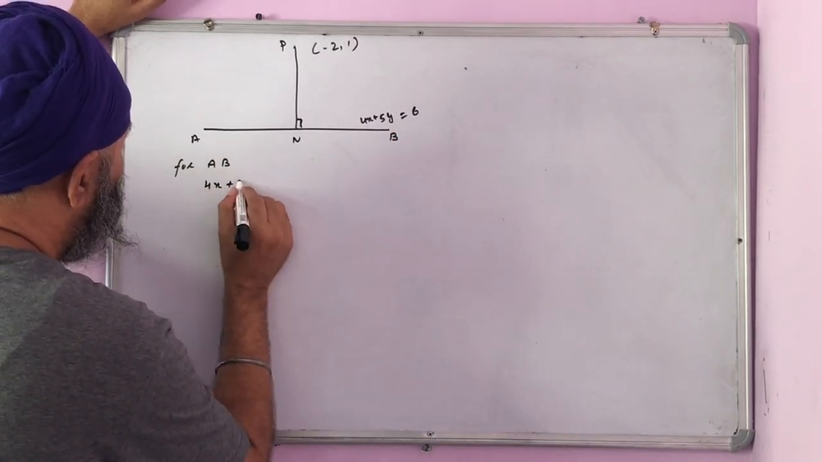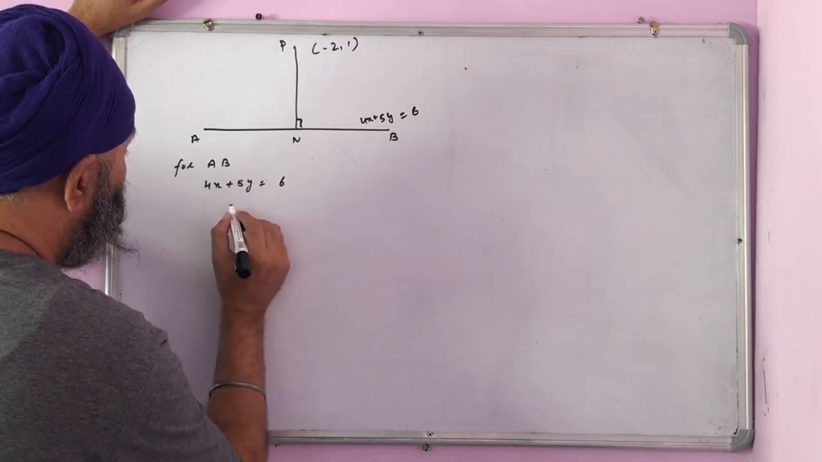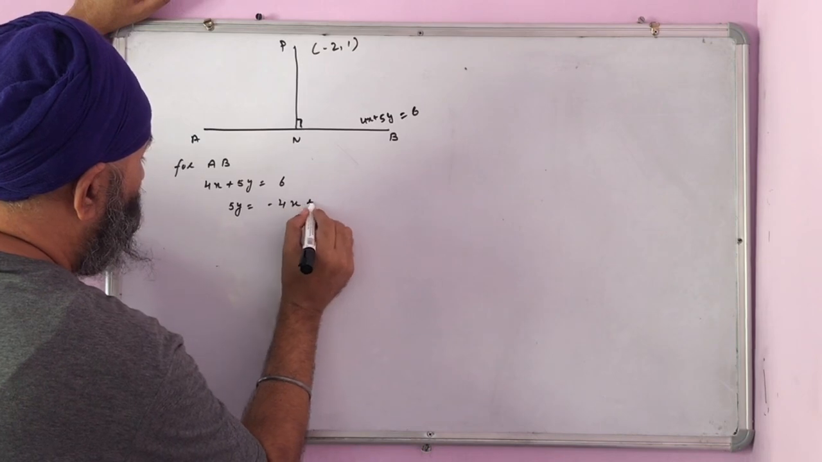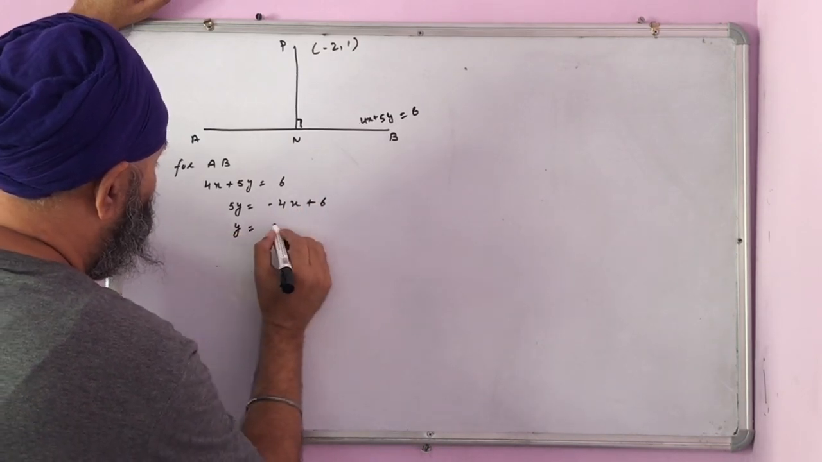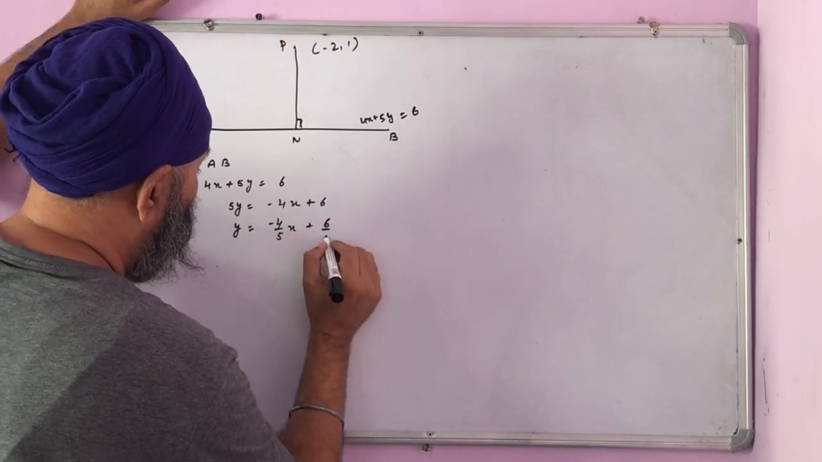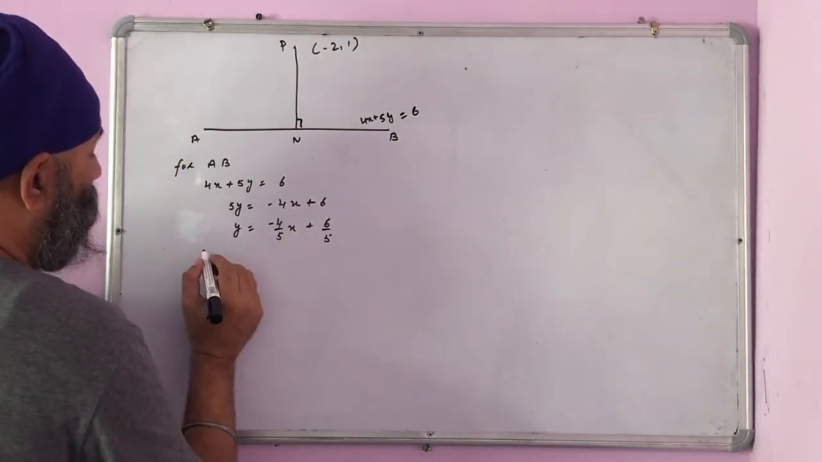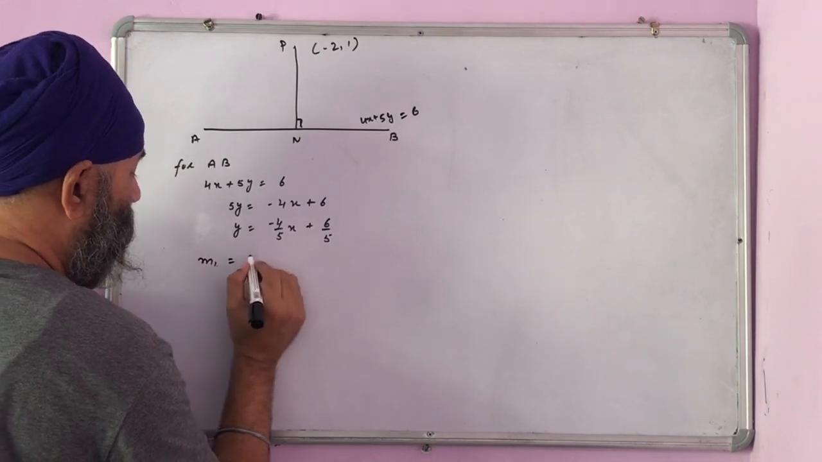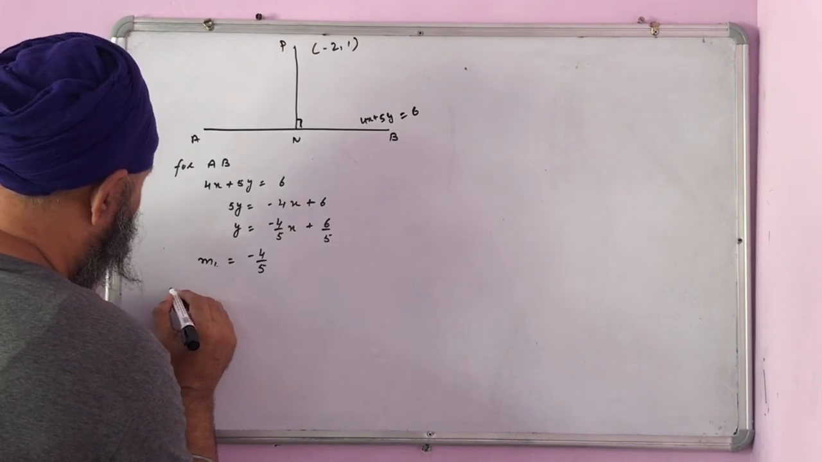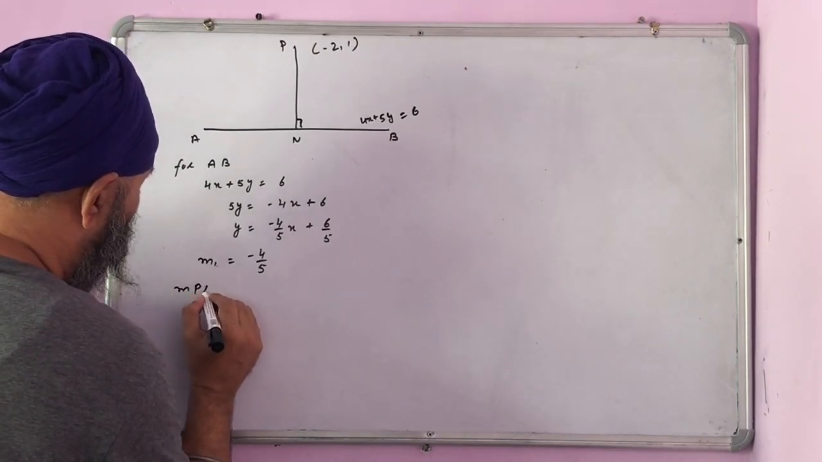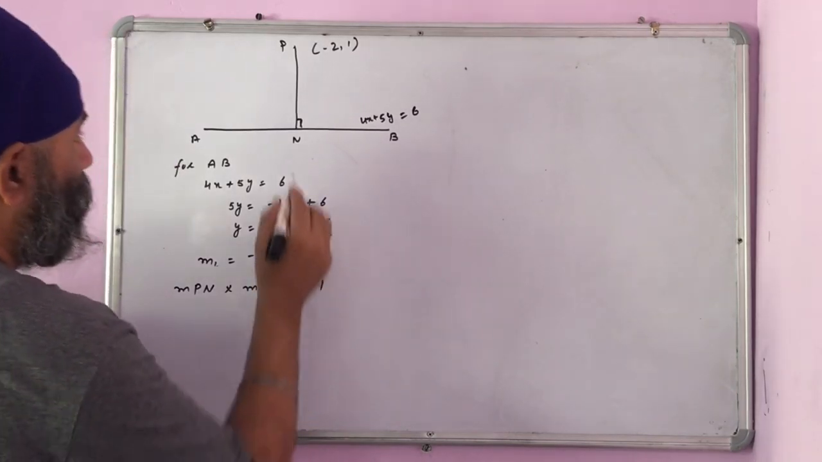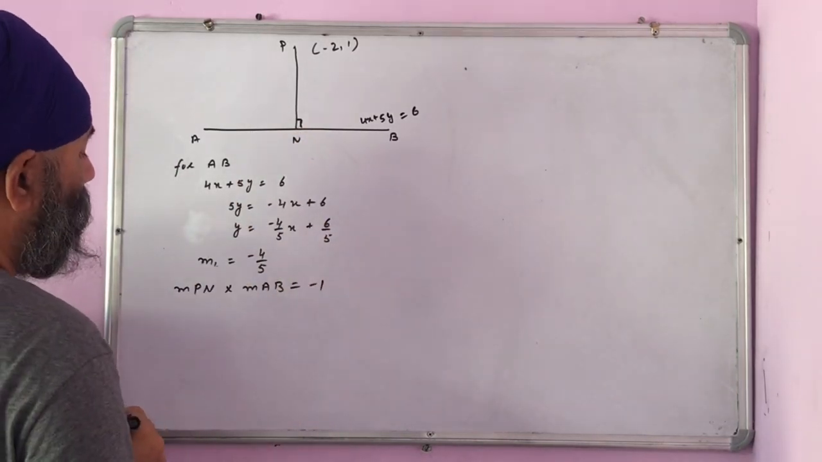So for AB, 4x plus 5y is equal to 6. 5y is equal to minus 4x plus 6. y is equal to minus 4 upon 5 x plus 6 upon 5. So m1 is minus 4 upon 5. Slope of PN, M_PN into M_AB is equal to minus 1 because they are perpendicular to each other.